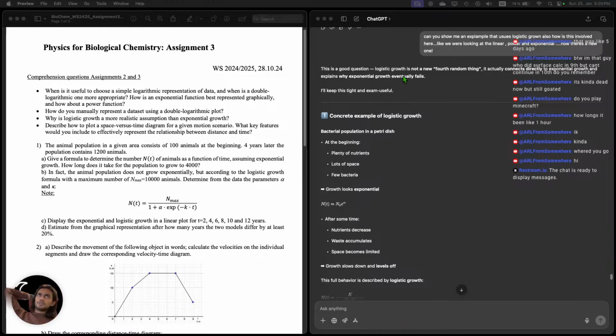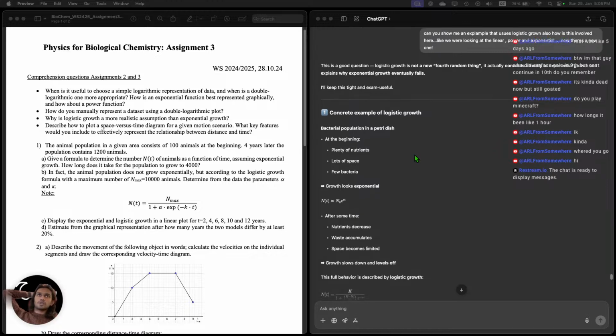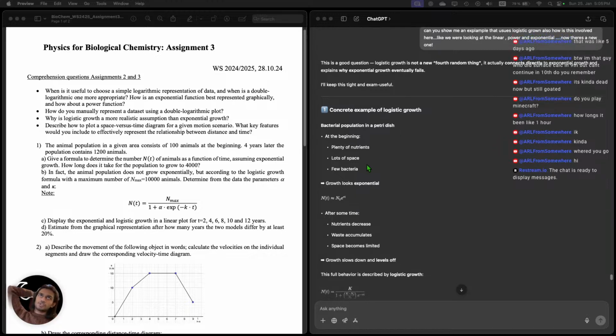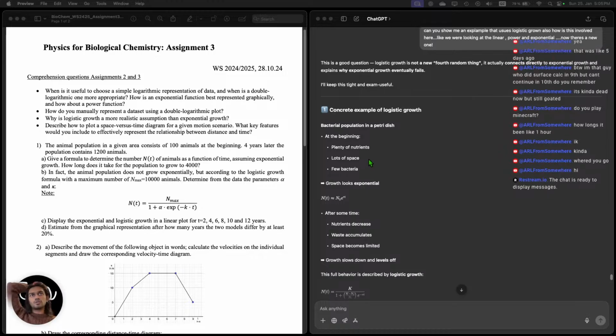That is a good question. Logistic growth is not new. It actually connects directly to exponential growth and explains why exponential growth eventually fails. Concrete example of logistic growth: bacteria population in a petri dish. At the beginning, plenty of nutrients, lots of space, few bacteria. Growth looks exponential. After some time, nutrients decrease, waste accumulates, space becomes limited, growth slows down and levels off. This full behavior is described by logistic growth. Okay.